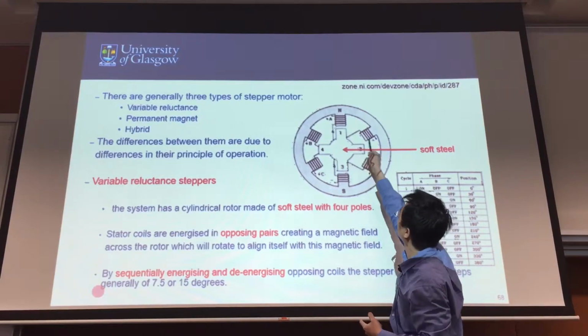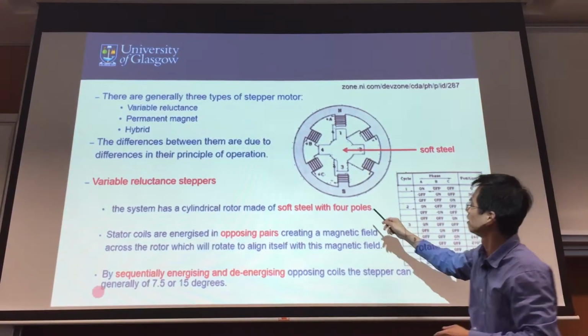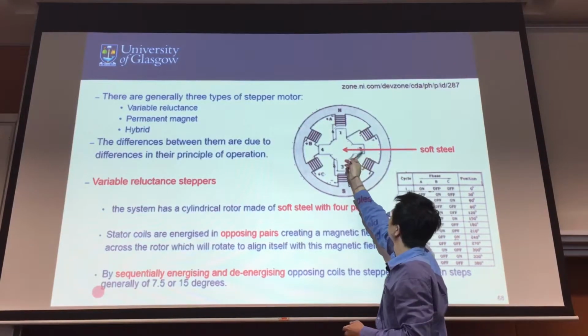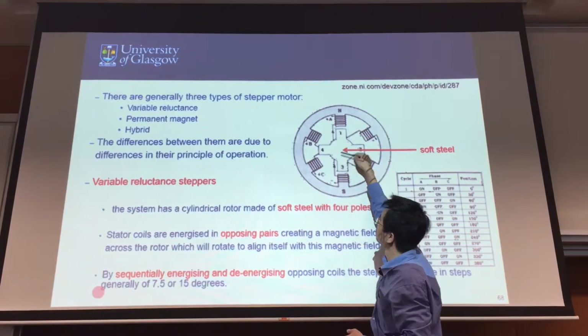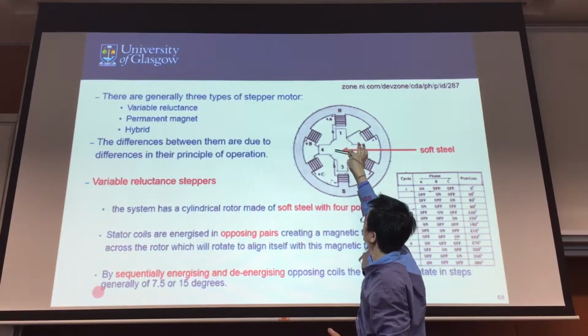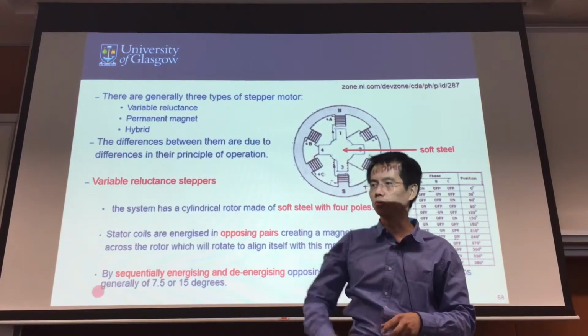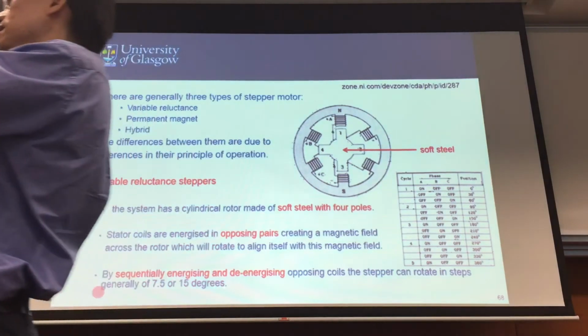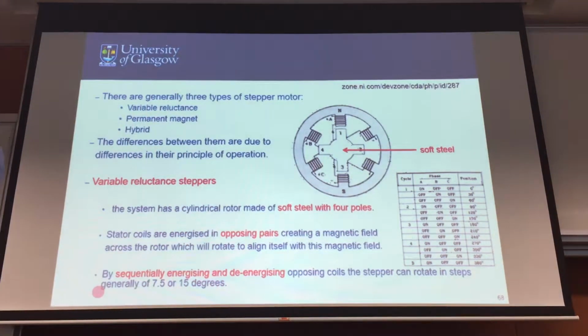So you can see that the way it has been arranged, if you count the number of coils, it doesn't correspond to the number of soft iron extensions that are coming out from the rotor. How many of that soft iron extension do you have? That's 4. How many coils do you get?